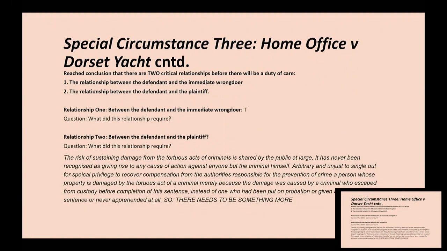So what does this relationship require between the defendant and the immediate wrongdoer? It needs to be one of control. This is the key. Here, the Home Office had the legal right to detain the Borstal boys in custody and to control their acts while in custody.